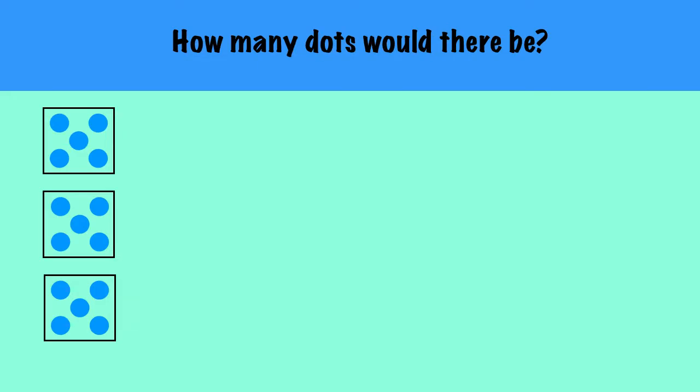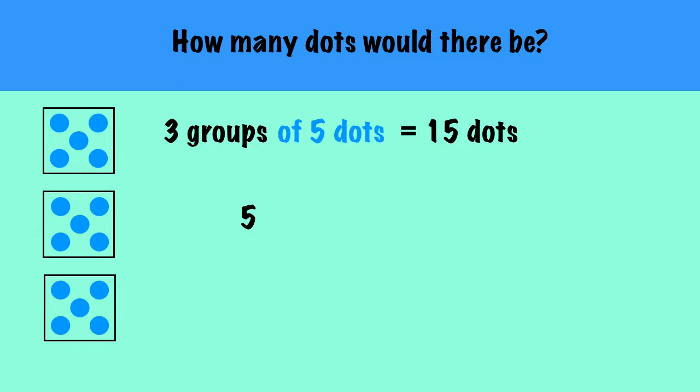Well, one way to approach this problem is realizing there are 3 groups. And then you could realize that each group has 5 dots in it. Now we can count that this equals 15 because you could add 5 for the first group plus 5 plus 5. 5, 10, 15 dots.